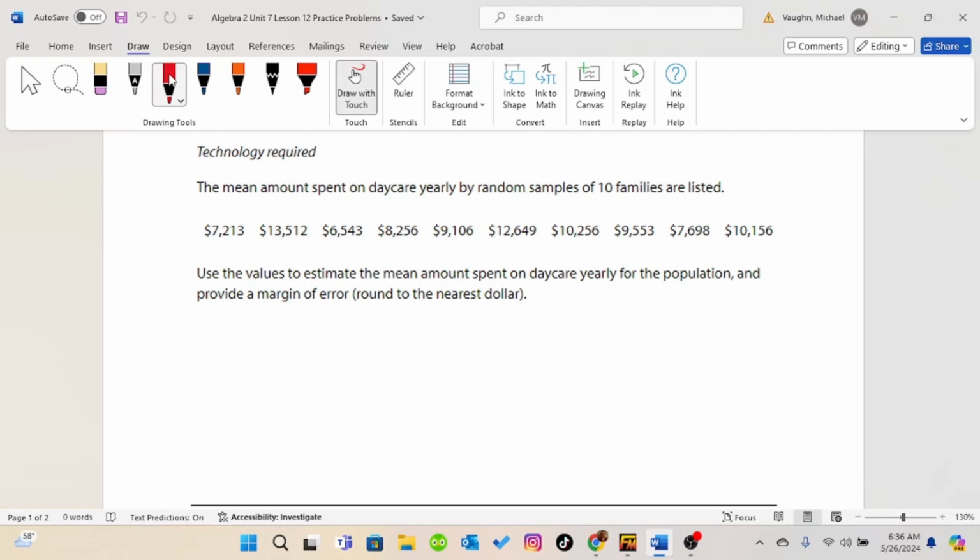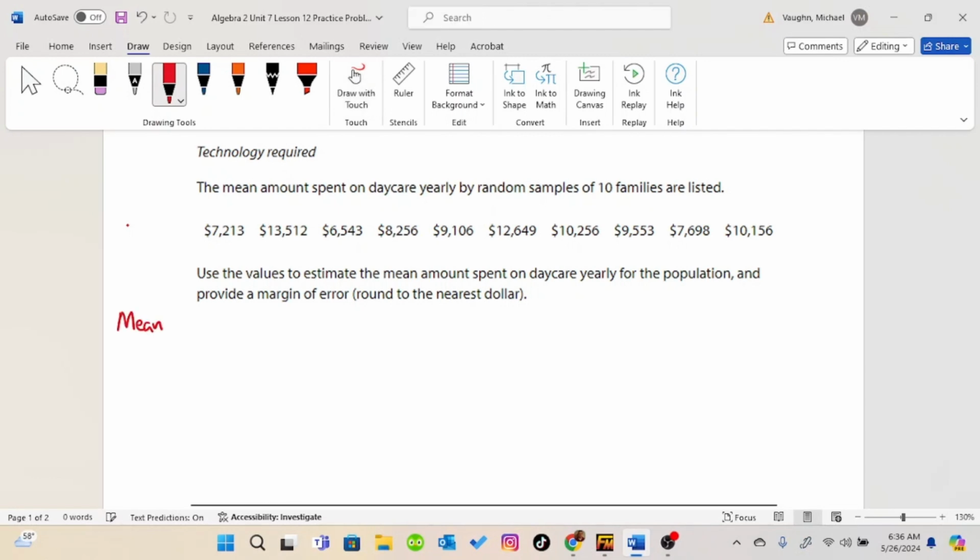So, I've already used Google Sheets to do the math, so I'm going to walk you through what I did. The first thing you're going to need to find is the mean. To find the mean, you're going to add all the values, then divide by the number of values.